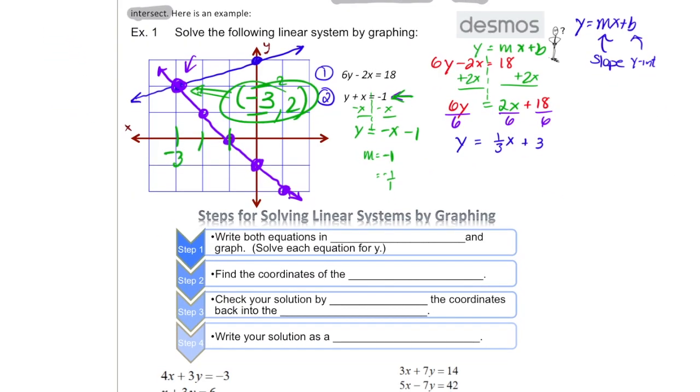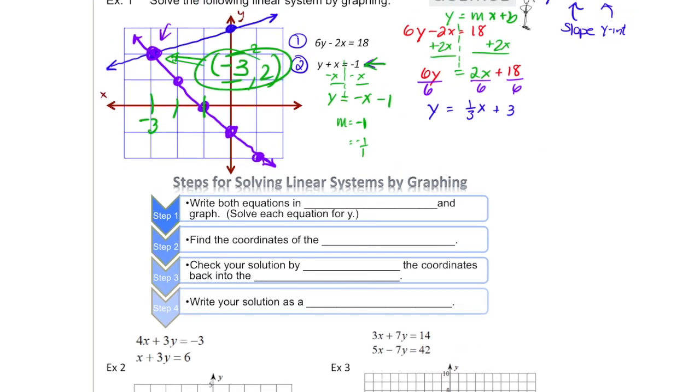So here are our steps now, and I'm just going to write down exactly what we did. The first thing you do is write both equations in slope-intercept form.